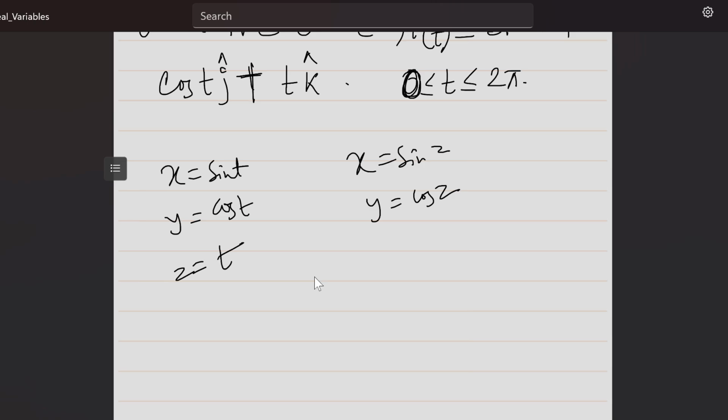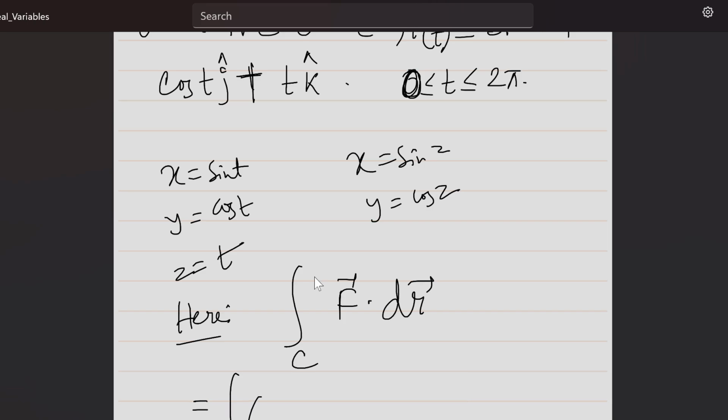Okay, so work done is the integral over C of F dot dr. That is your answer, work done. So what is F? F is z i plus x j plus y k.